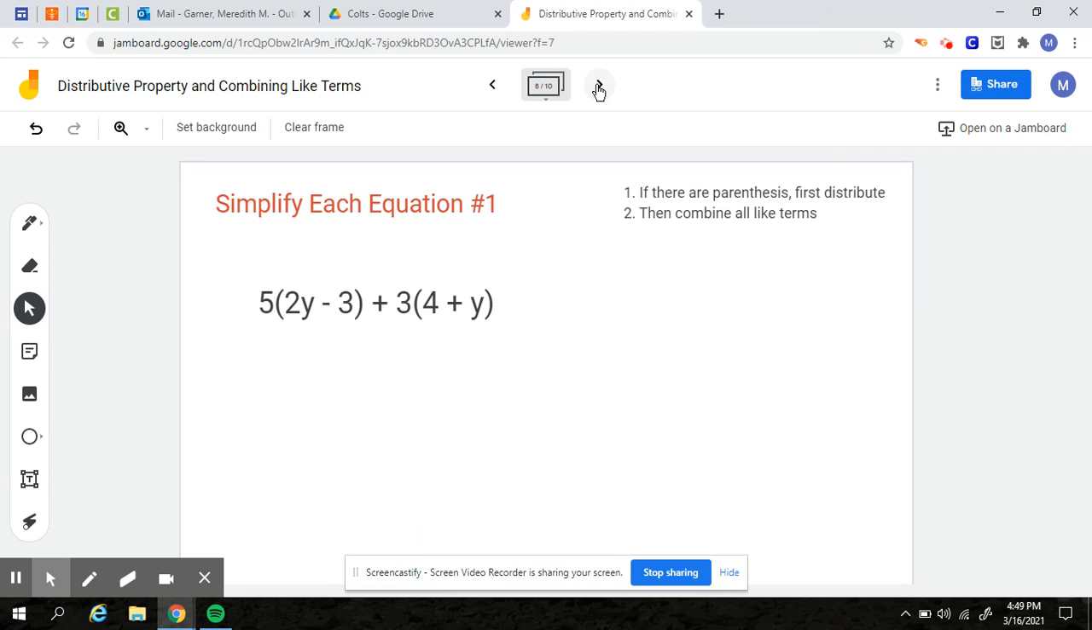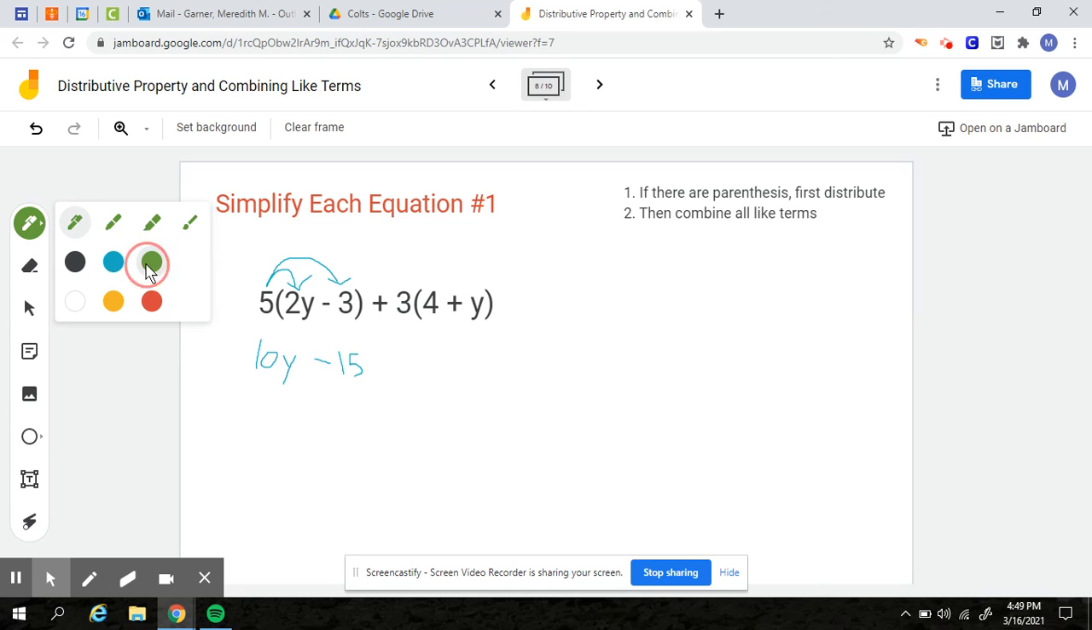All right, so on slides 8 and 9, we have 2 examples of that. So this first one here, I'm going to distribute the 5. So 5 times 2y is 10y. 5 times negative 3 is negative 15. You notice that the second half of our equation, I have another set of parentheses. That means I'm distributing a different number this time. Now it's the 3 that's in front of it. So I'll do 3 times 4, which is positive 12, so plus 12. And then 3 times y, right? That's a 1y, so plus 3y.